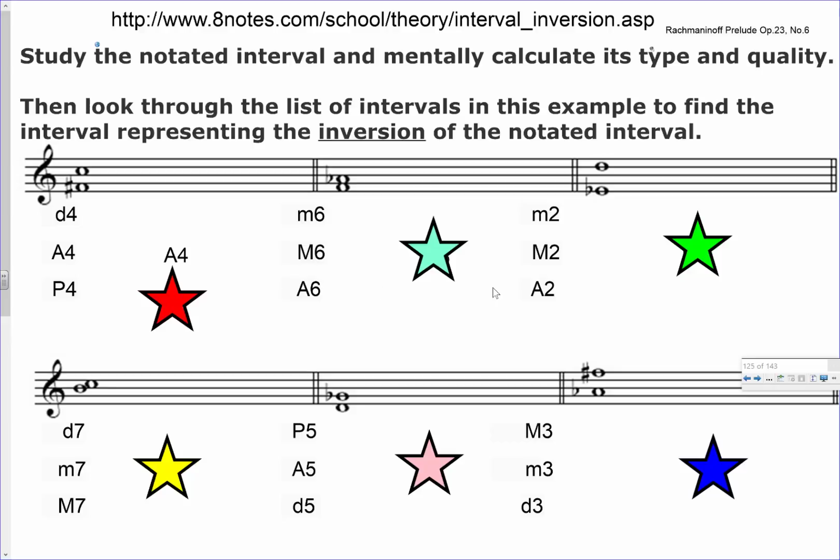I'd like you to spend some time mentally studying these other intervals and coming up with the interval that represents the inversion of the one that's written. Good luck, college.